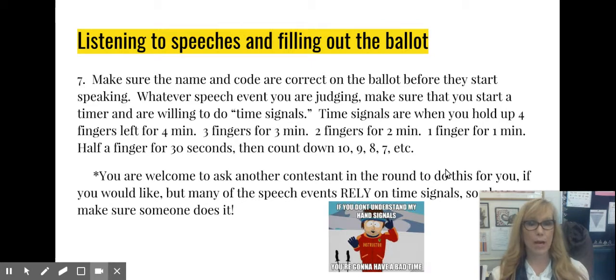If the kids want to time themselves, I'm good with that. I probably would still set the time at the same just to keep an eye out how much time they used. So just make sure you do time signals. Some of our kids are doing spur of the moment speeches and they want to use all of their time. And like I said, they will keep speaking.